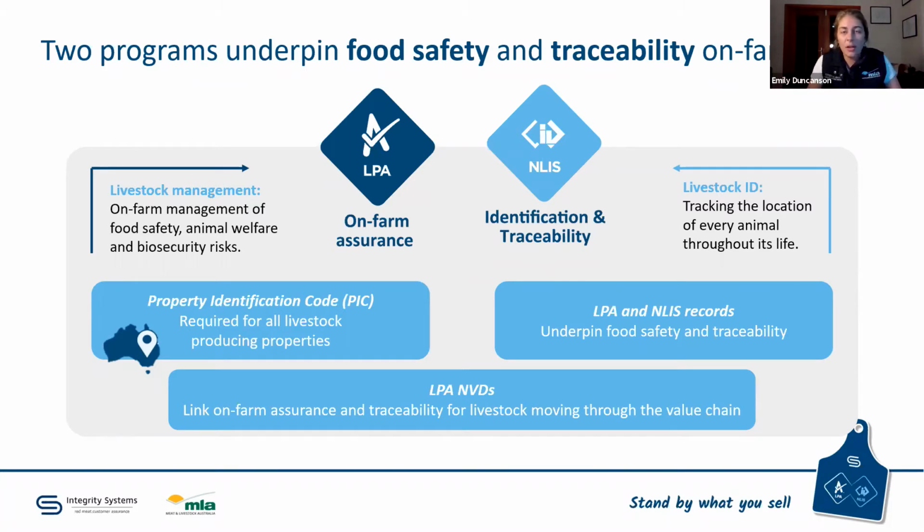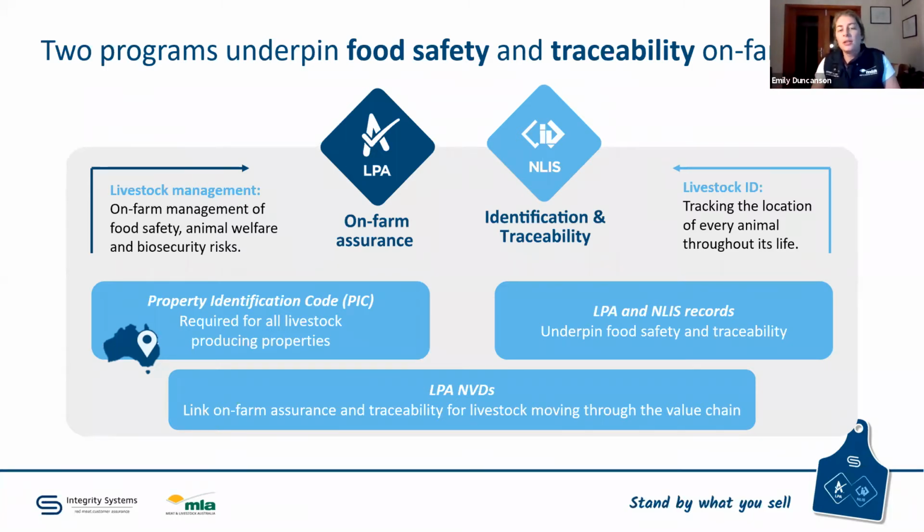NLIS on the right side of your screen is all about identification and traceability. So it tracks the location of animals in our supply chain throughout their lifetime. It's a mandatory system for producers and endorsed by all of our major industry bodies. It's underpinned by state and territory legislation in Australia, which ensures that we all have the ability to track livestock in the event of a disease or any food safety incidents that we all need to be responsive to.